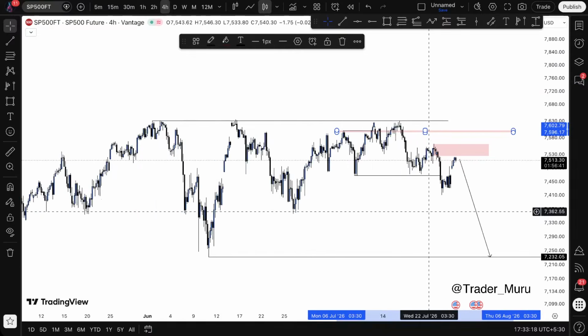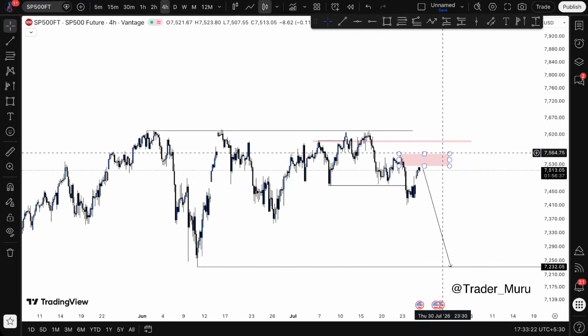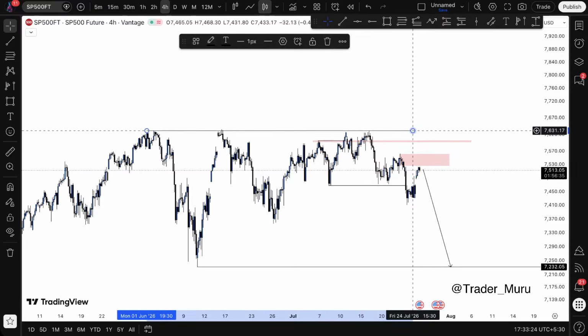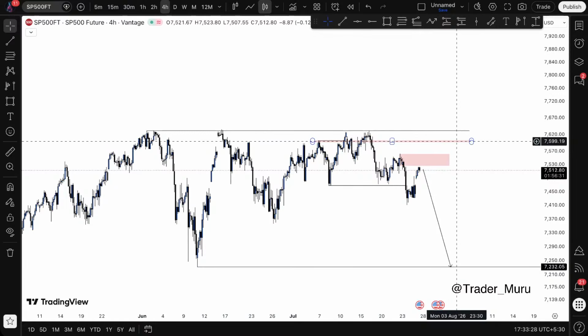And if price starts ranging here till FOMC, wait for these equal highs to get swept, reclaim, then you can short. Target will be this low, 7,232.